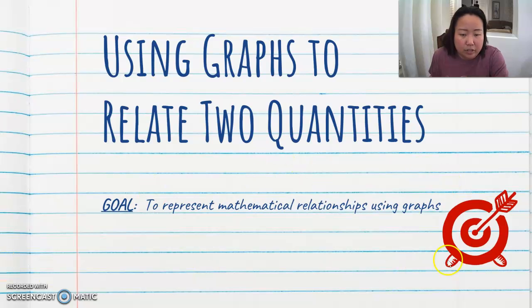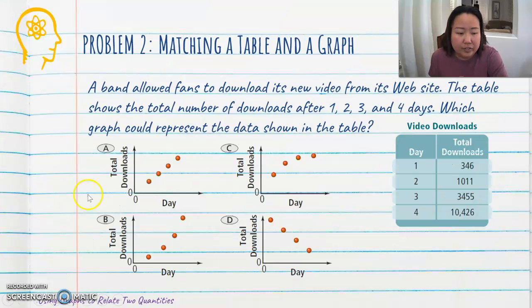All right, so continuing our discussion on using graphs to relate two quantities, let's have our next examples here. Let's say a band allowed fans to download its new video from a website. The table here shows the total number of downloads after 1, 2, 3, and 4 days. Which graph could represent the data shown on the table?